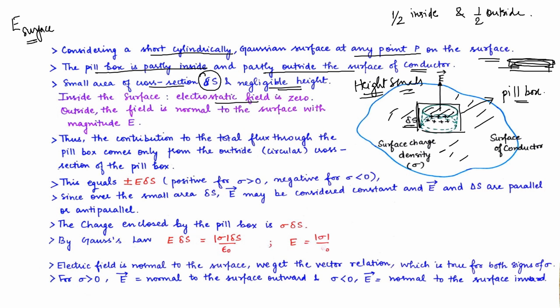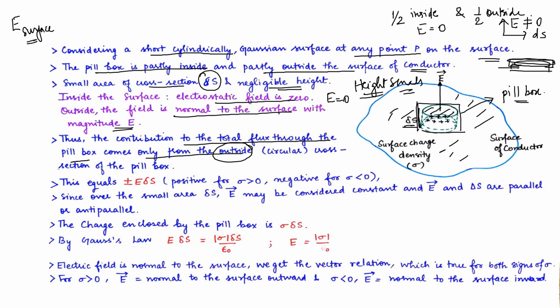Inside the surface, the electrostatic field is 0. E equals 0 inside, as read before. Outside, the field is normal to the surface with magnitude E. Outside it is perpendicular, del S is in this direction, so E is in this direction, and that is not equal to 0. It has some value. Thus the contribution to the total flux through the pill box comes only and only from the outside, not from inside.